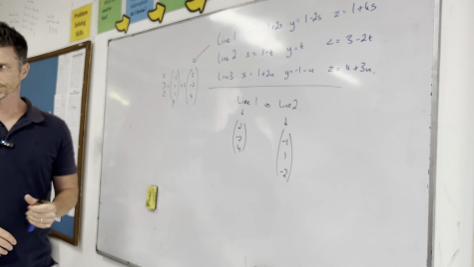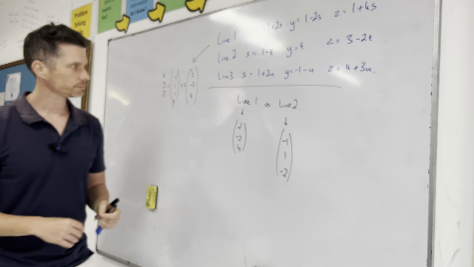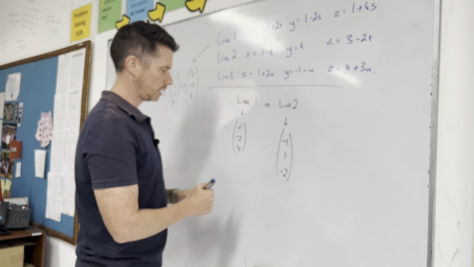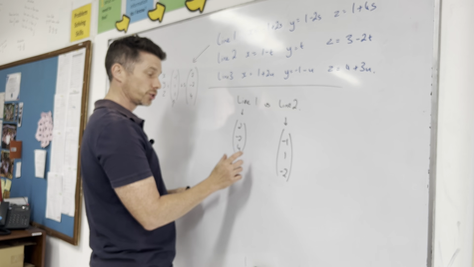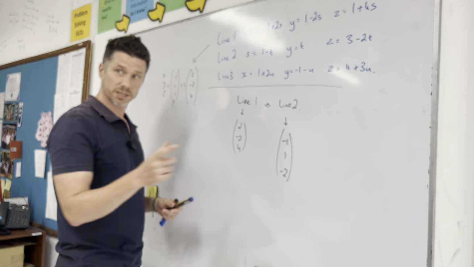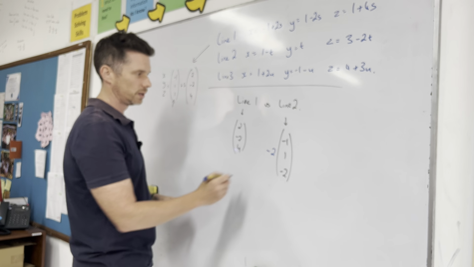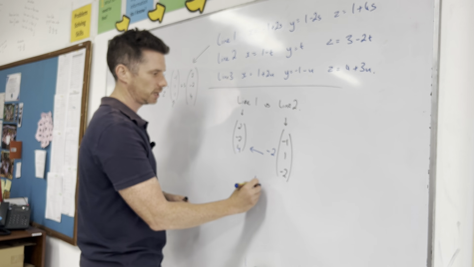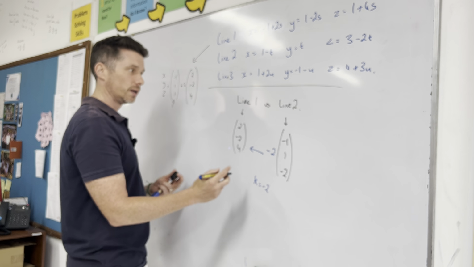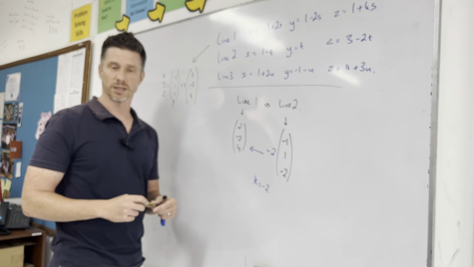Okay, so how do I say if it's parallel or not? Oh, because S and T are multiples of each other. No, that doesn't prove it. Yeah, so we can multiply one of them by a scalar. If I multiply this one by -2, I get that one. So k is equal to -2. So it is parallel.